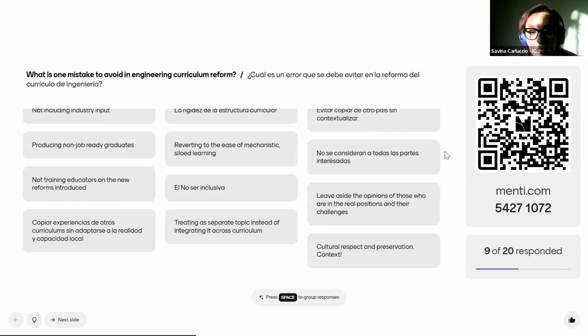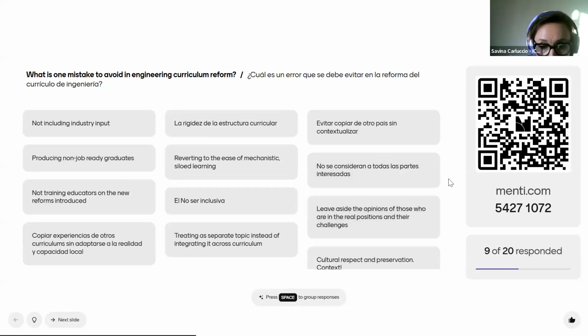No se considera todas las partes interesadas, which is, you don't take into account everyone, and you really need to consider many different actors and parties in doing this kind of transformational reform. Yes, another comment on adapting to context rather than copying. Contextualization. So that's obviously something that is strongly felt in the audience.